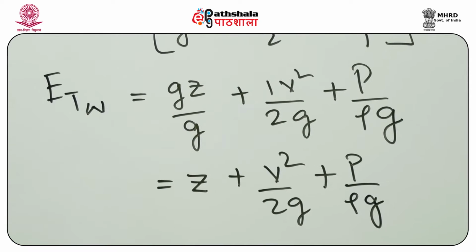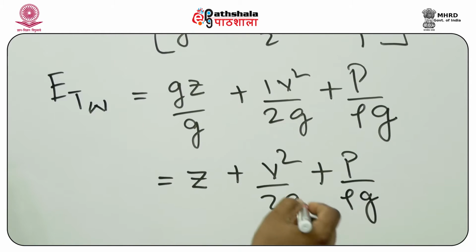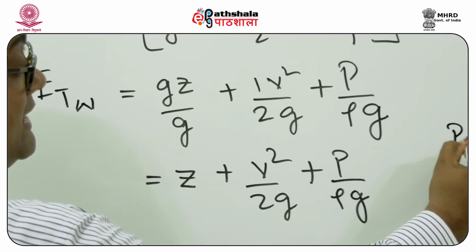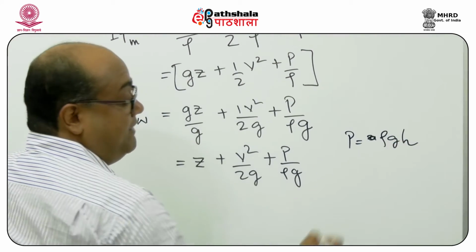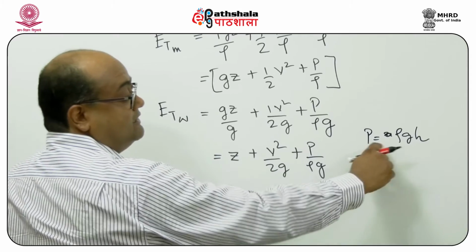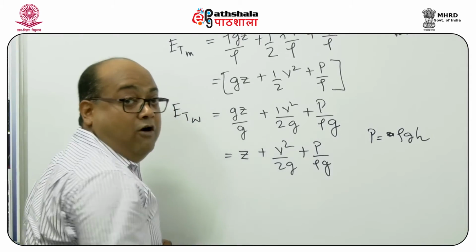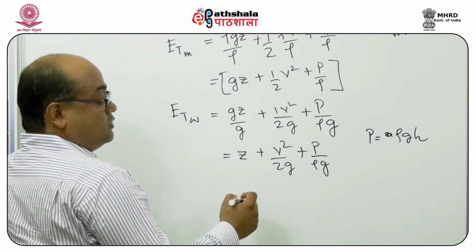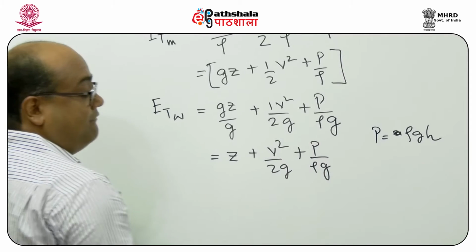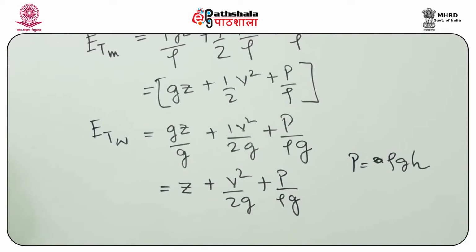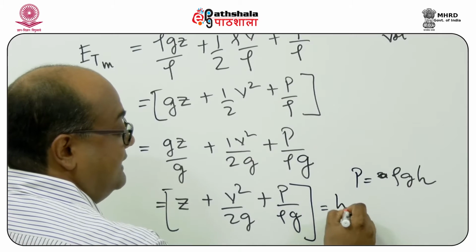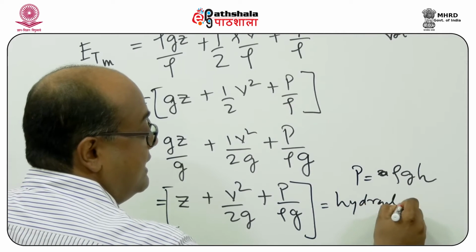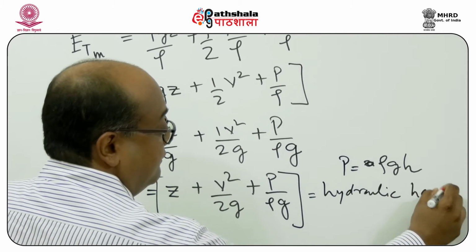So what we see here is this is pressure. Pressure, as we know, is given by rho g h. Basically, this is the hydrostatic pressure, the pressure exerted by a column of water of height h. So we can see here that all these terms have a unit of meters, and this entire term is what is known as the hydraulic head of an aquifer.